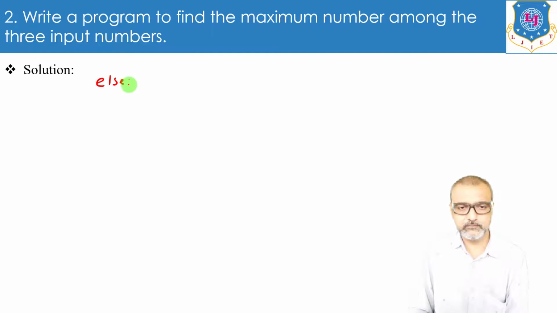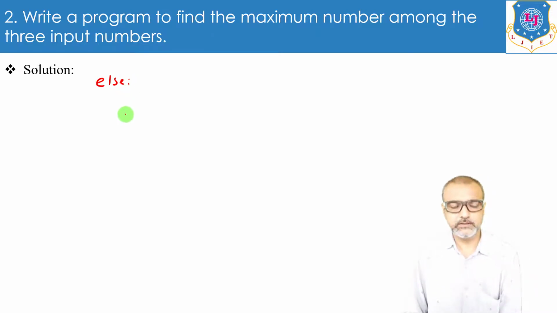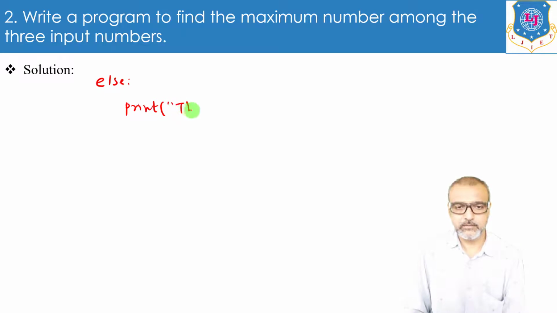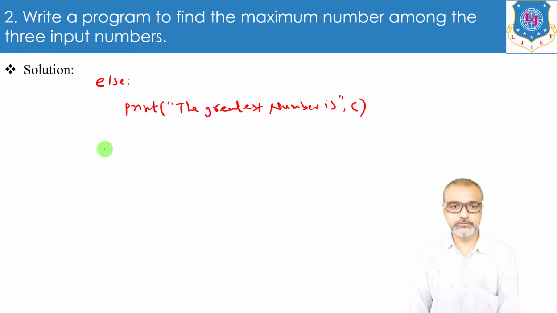Else, what will be the else statement? Definitely the default statement. And what is that in this case? That is c is the greatest number. So we will write down print "The greatest number is", c. Now I will show you the output of this program in PyCharm editor.